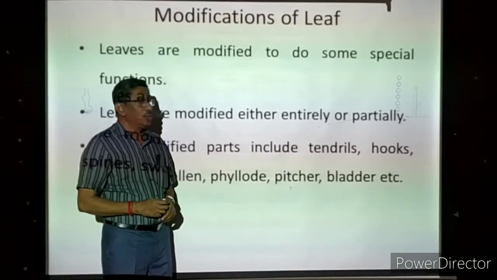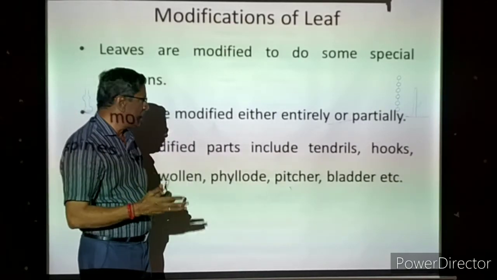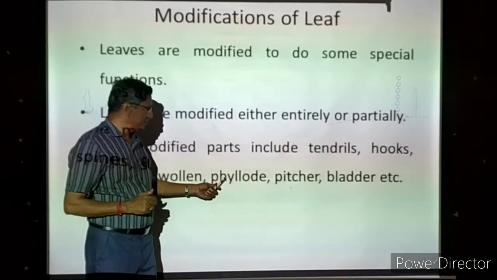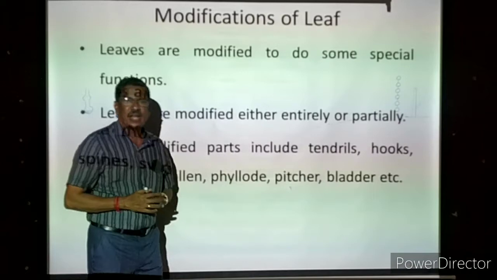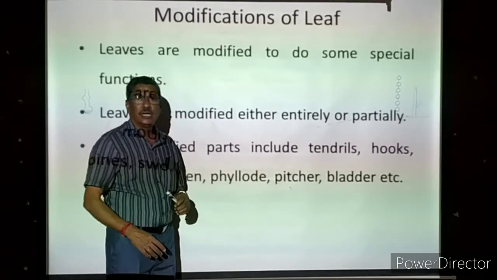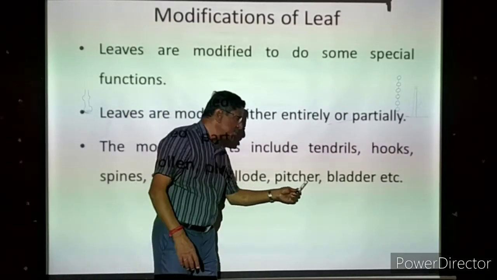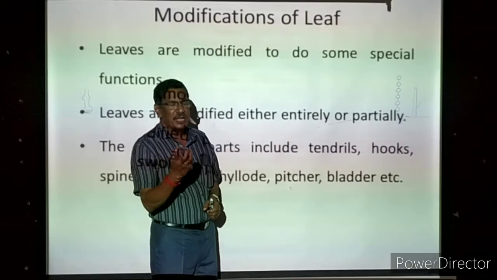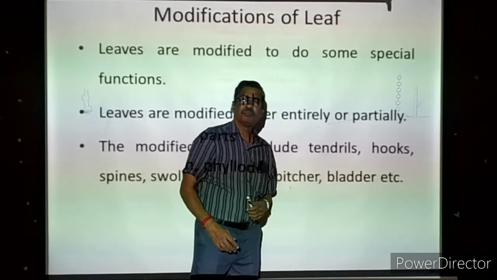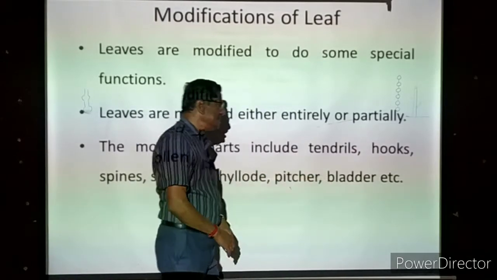Phyllode. Now one part of the leaf, it can be the petiole or the rachis or anything. Phyllode means the petiole, which is a part of the leaf, is green and flattened, but the lamina is not green and flattened. So the leaf-like flattened petiole is called a phyllode. Pitcher means a cup-like structure which is present in insectivorous plants. Bladder is also a small spherical bladder-like structure for catching insects.